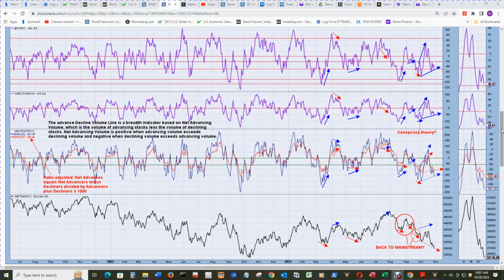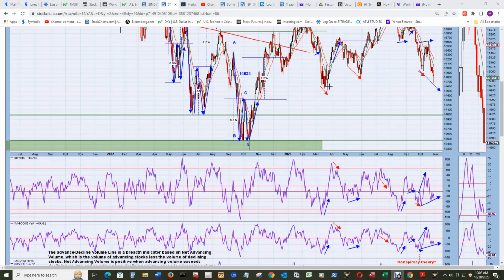In the previous video attached here in a link, we noted that when the AD line is pointed down like this and the breadth and volume oscillators are pointed up, and NYA price corroborates the AD line for stocks only, there's a pretty good pop to the upside.